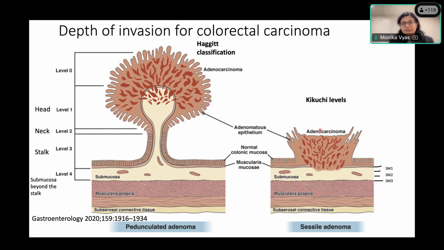And for sessile polyps, again, your submucosal invasion would be categorized in the SM levels. So to give the SM level, you would broadly divide your submucosa into 3 parts. If your top one-third is involved, it is SM1. If it extends to the middle third, then SM2, and lower third would be SM3.